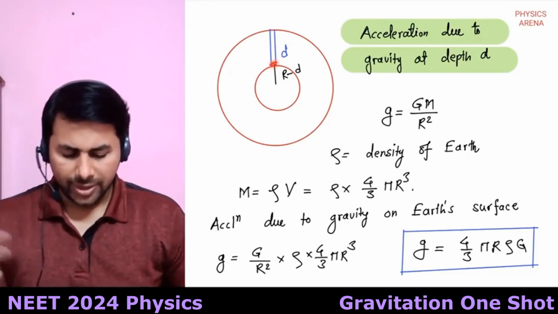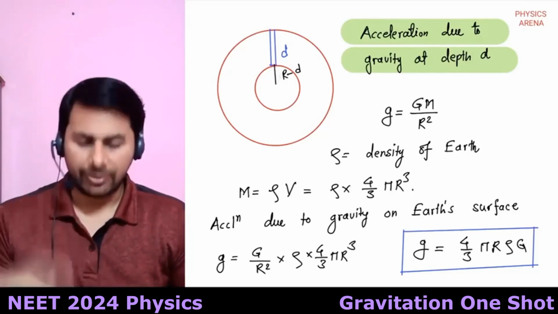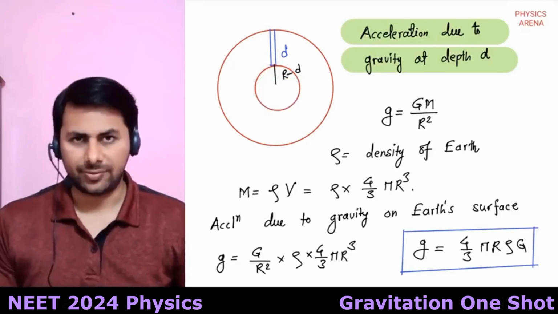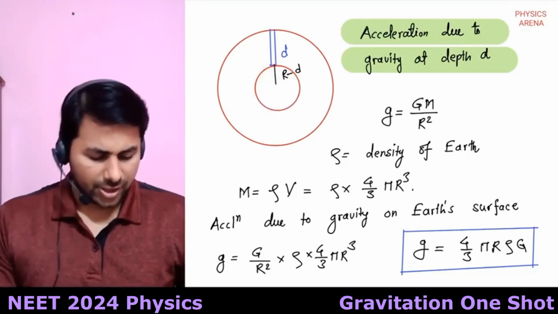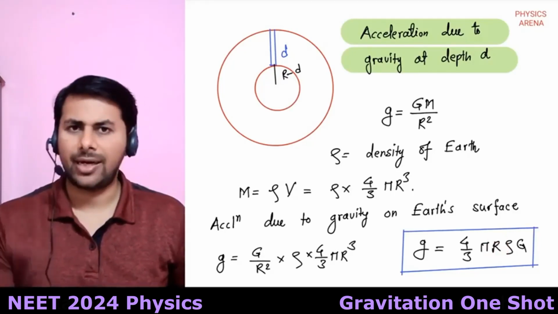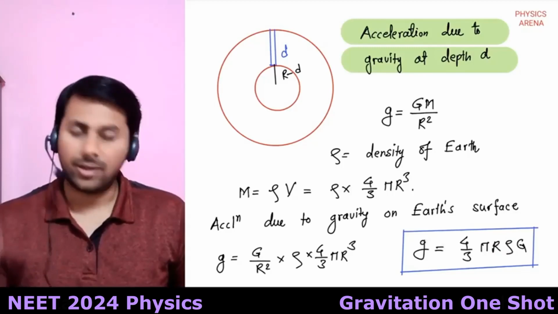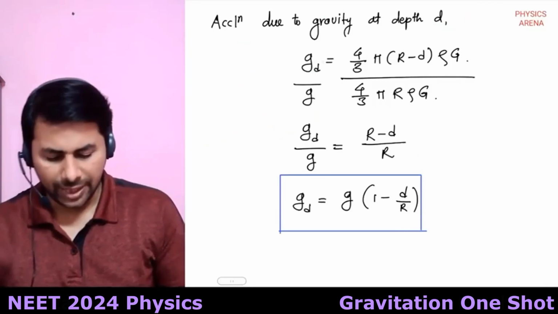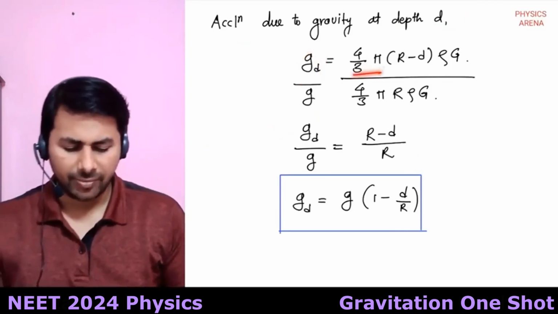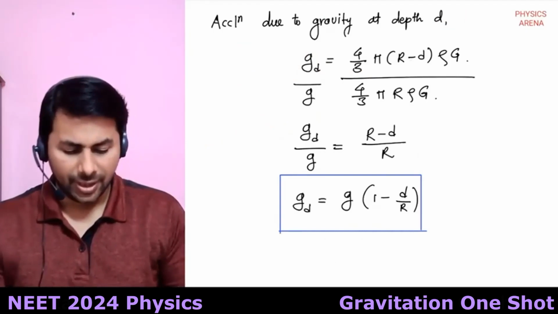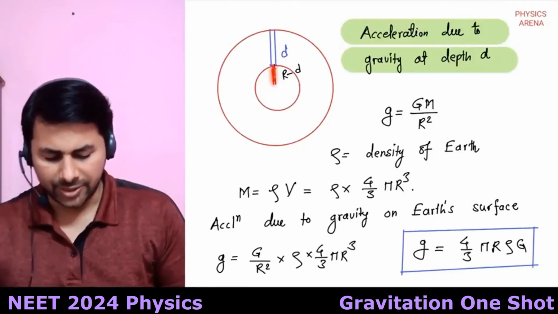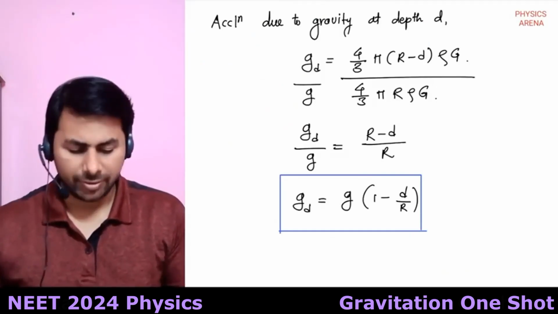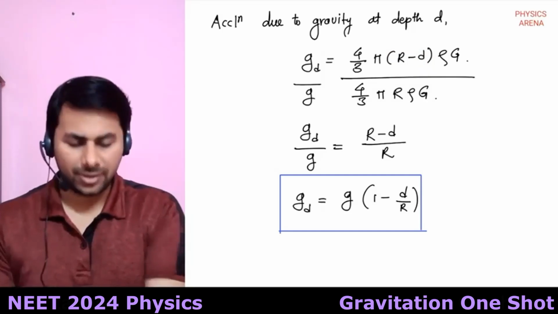Now therefore the gravitational force will be only because of this sphere whose radius is r minus d. So just change r to r minus d, and you will get gravitational acceleration g at depth d. So g at depth d will be equal to 4 by 3 pi multiplied by what will be the radius? It is r minus d. So same formula, 4 by 3 pi r rho g, where r is replaced by r minus d.